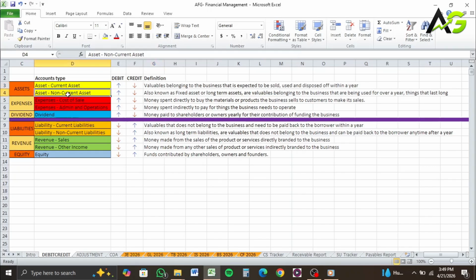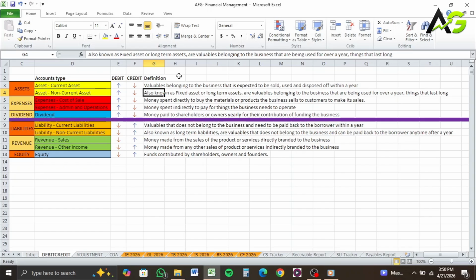So the next one is non-current assets, also known as fixed assets and long-term assets. They are valuables belonging to the business that are being used for over a year, things that last long. An example of a non-current asset is a generator, building, AC, laptop, phones, fixtures, plant and properties, those kind of things, equipments.